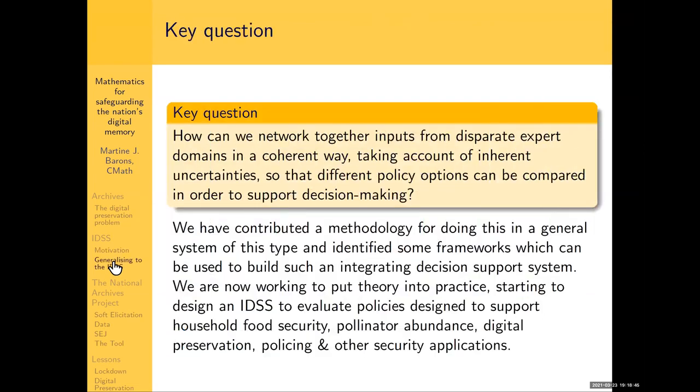So the key question is, can you generalize this? You've got this idea of taking lots of different inputs from different expert panels about different parts of the system. Can you generalize this to other systems apart from nuclear accidents? So this gave rise to the general problem, and so we generalized this.